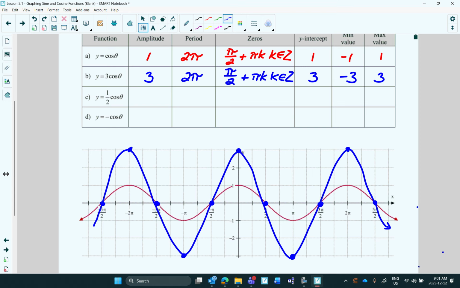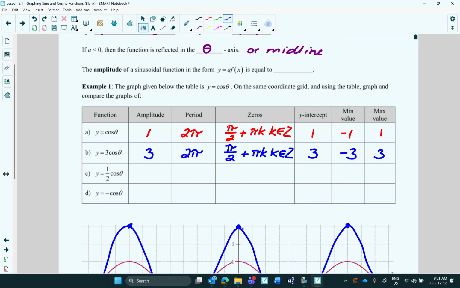So what happened when we put the letter A in front to represent a vertical stretch? It changed the amplitude. So if there's ever a number in front of the function, that's going to be the amplitude. So that's going to be A. So if the function said y equals 5 times sine x, now the amplitude's 5. If the function says y equals half cosine x, what's the amplitude now? It's a half.